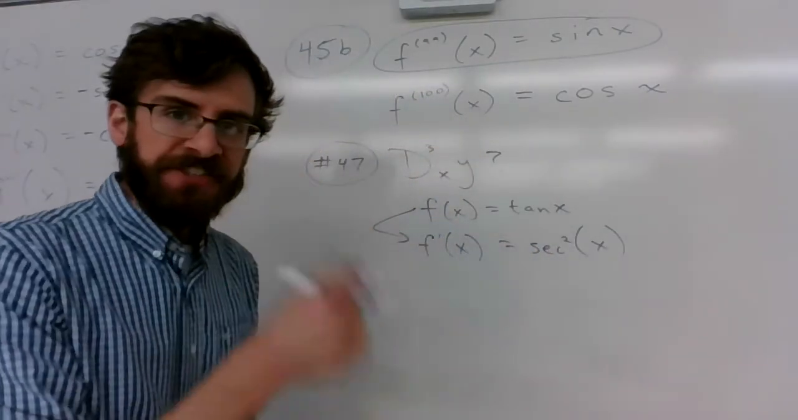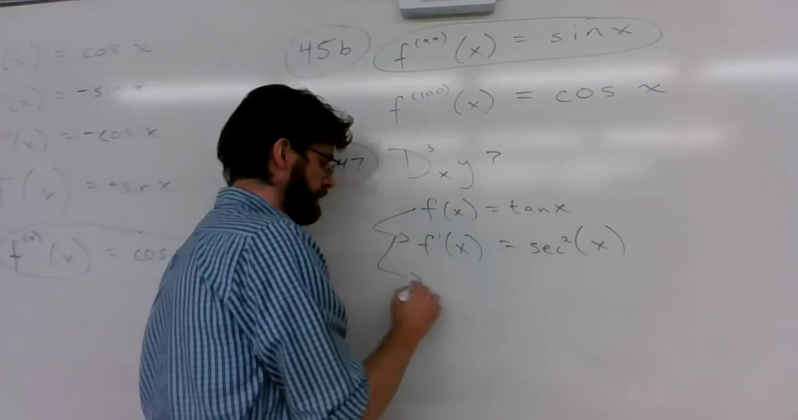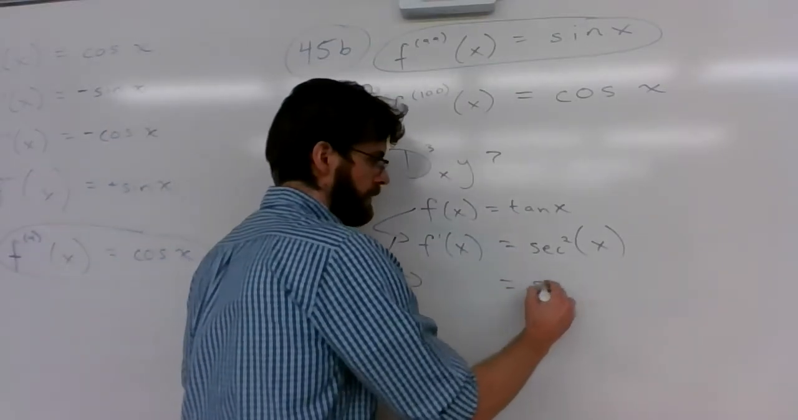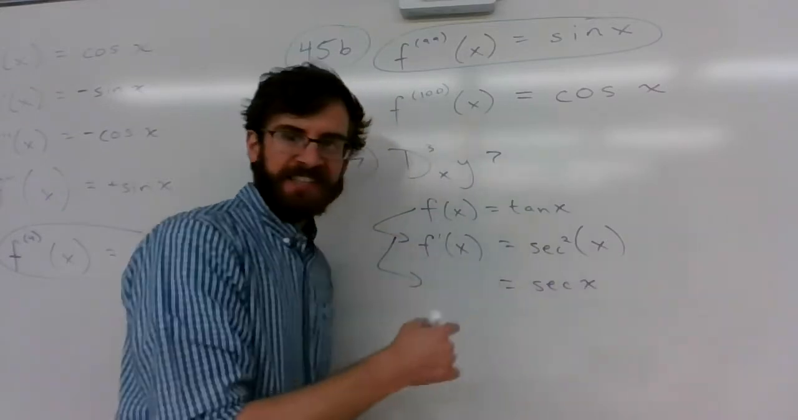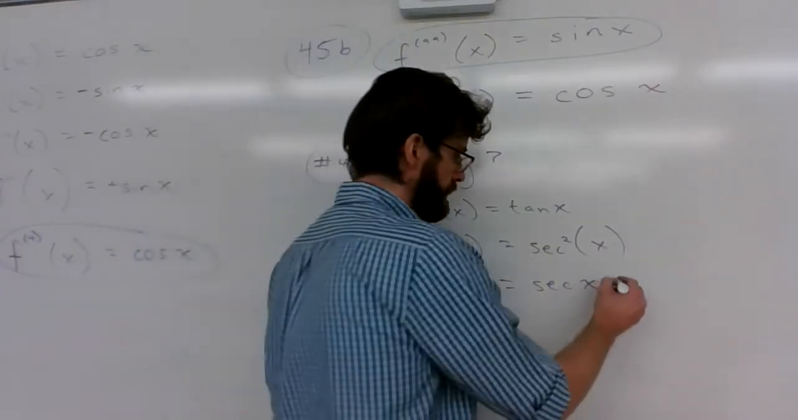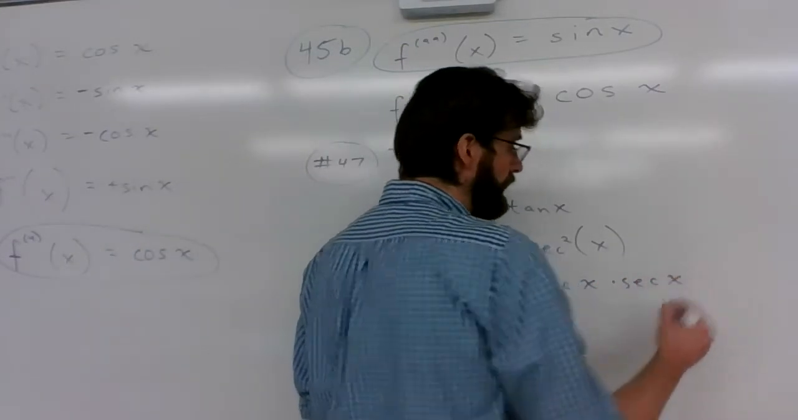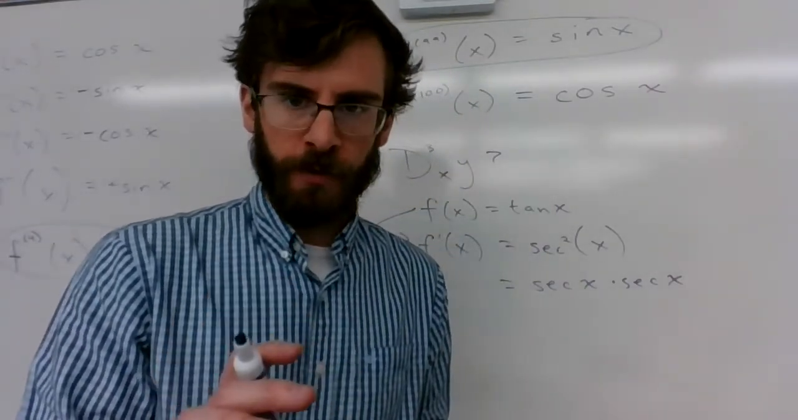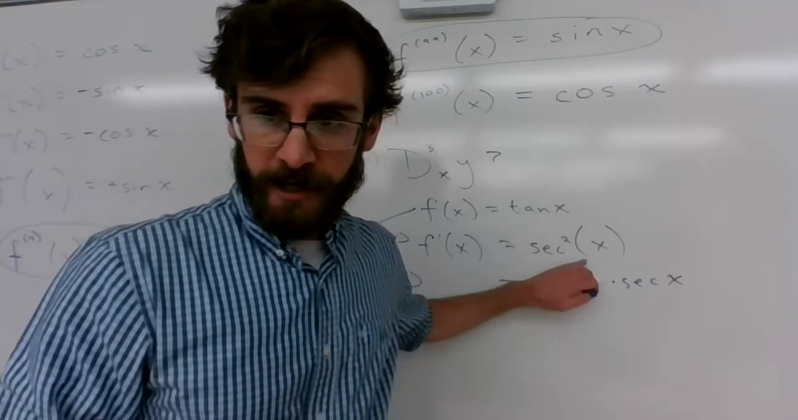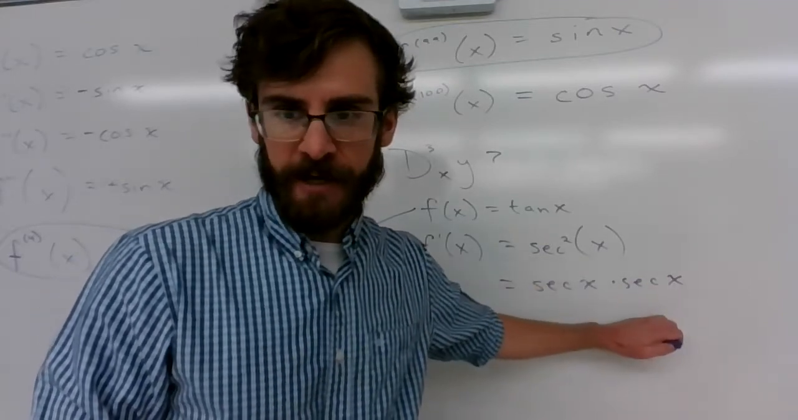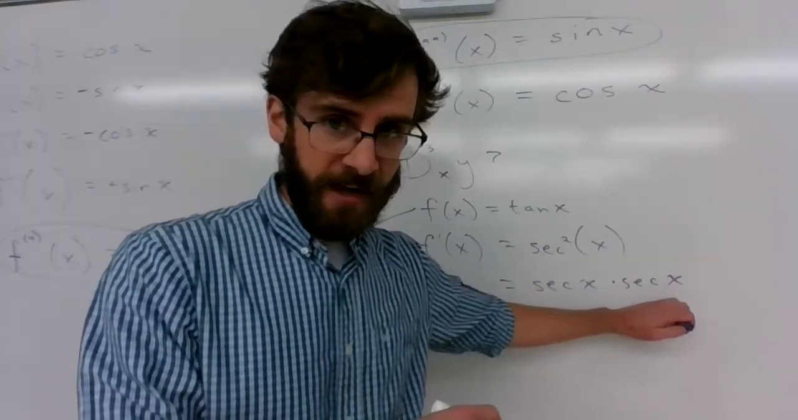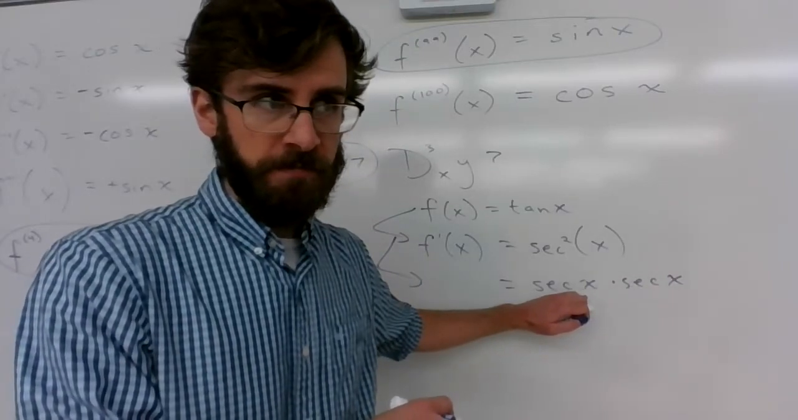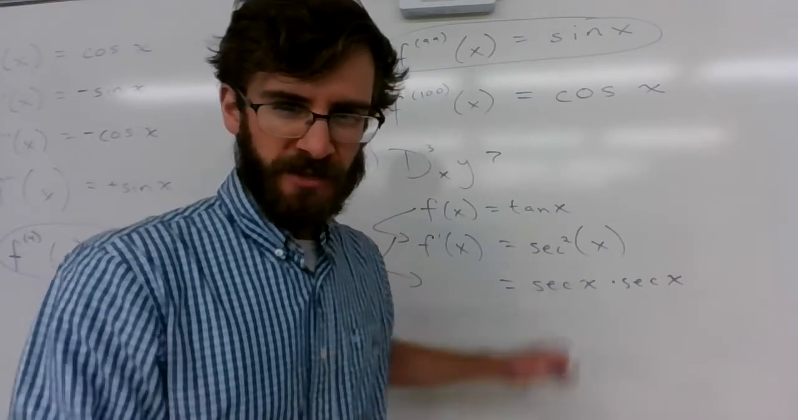All right, to find the second derivative of this, you have to call this secant of x times secant of x. And once you do that, in order to do that, you have to do product rule. All right, so it's got to be first times the derivative of secant of x plus secant of x times the derivative of the first. Let's do that right now.